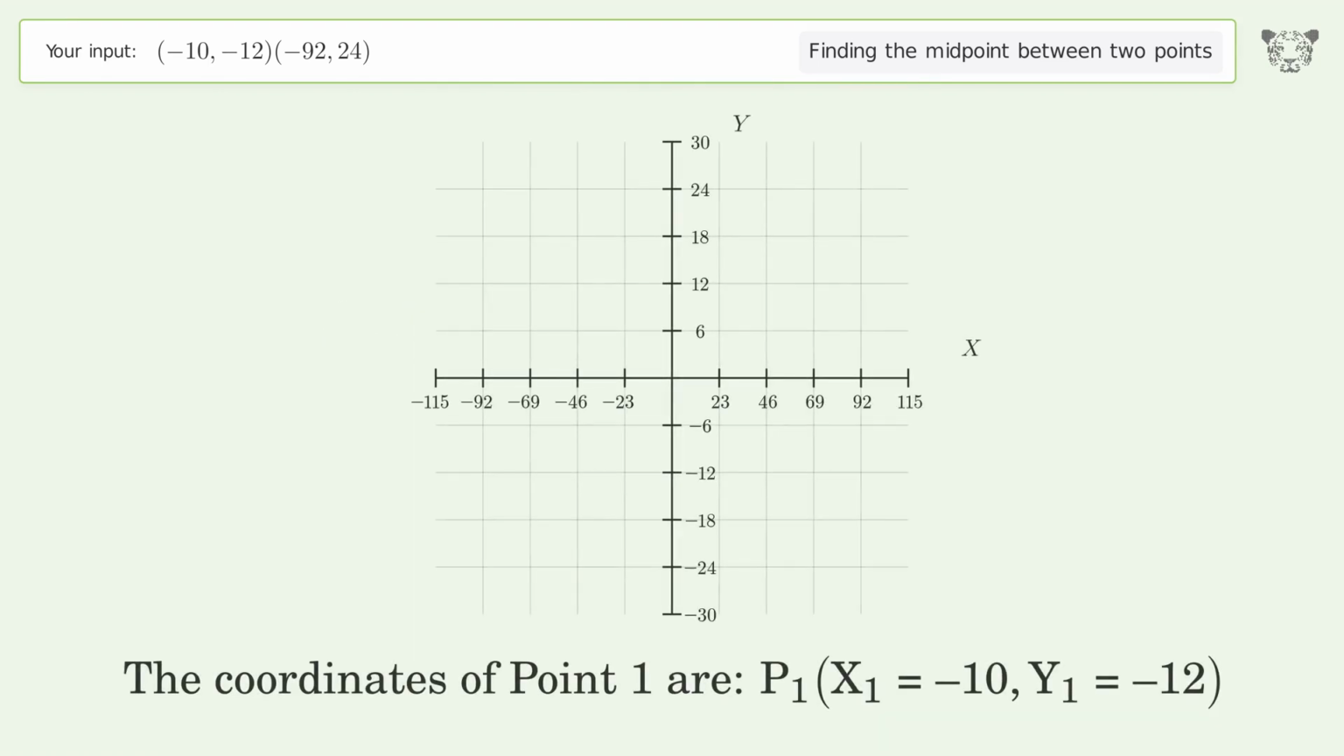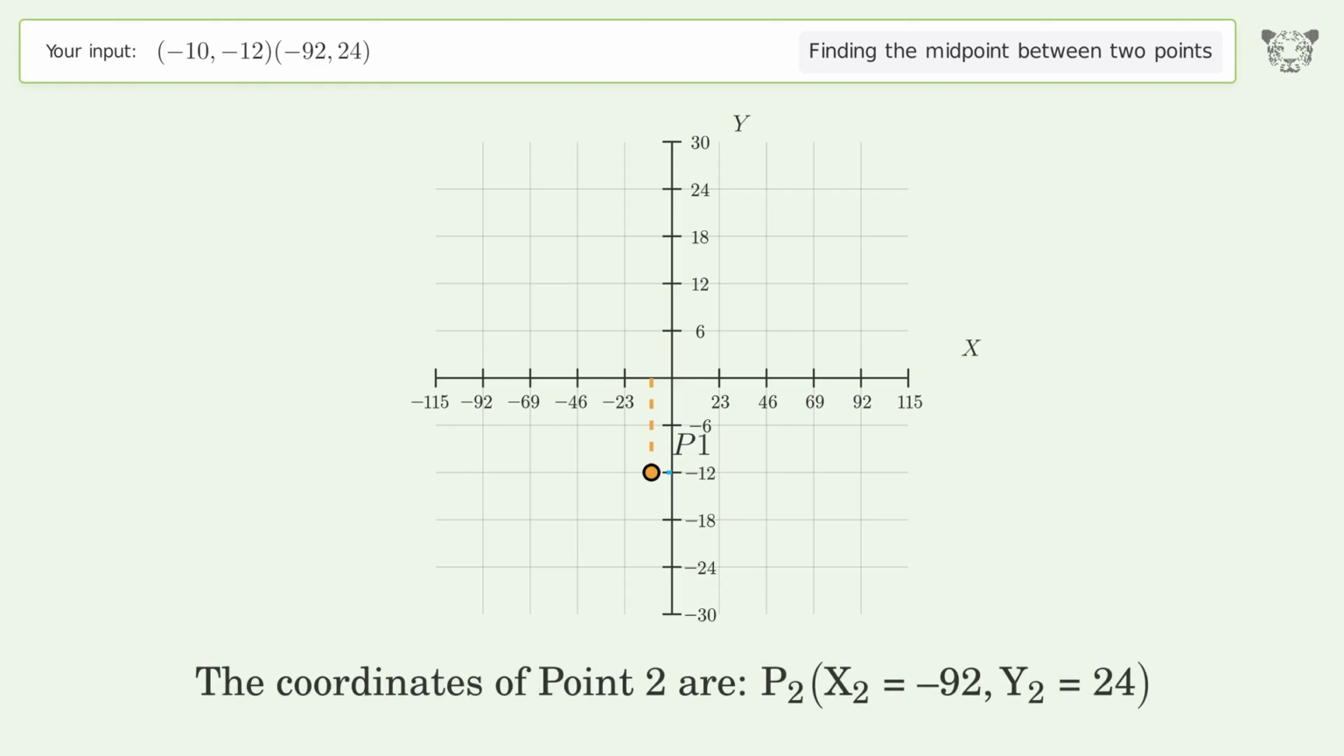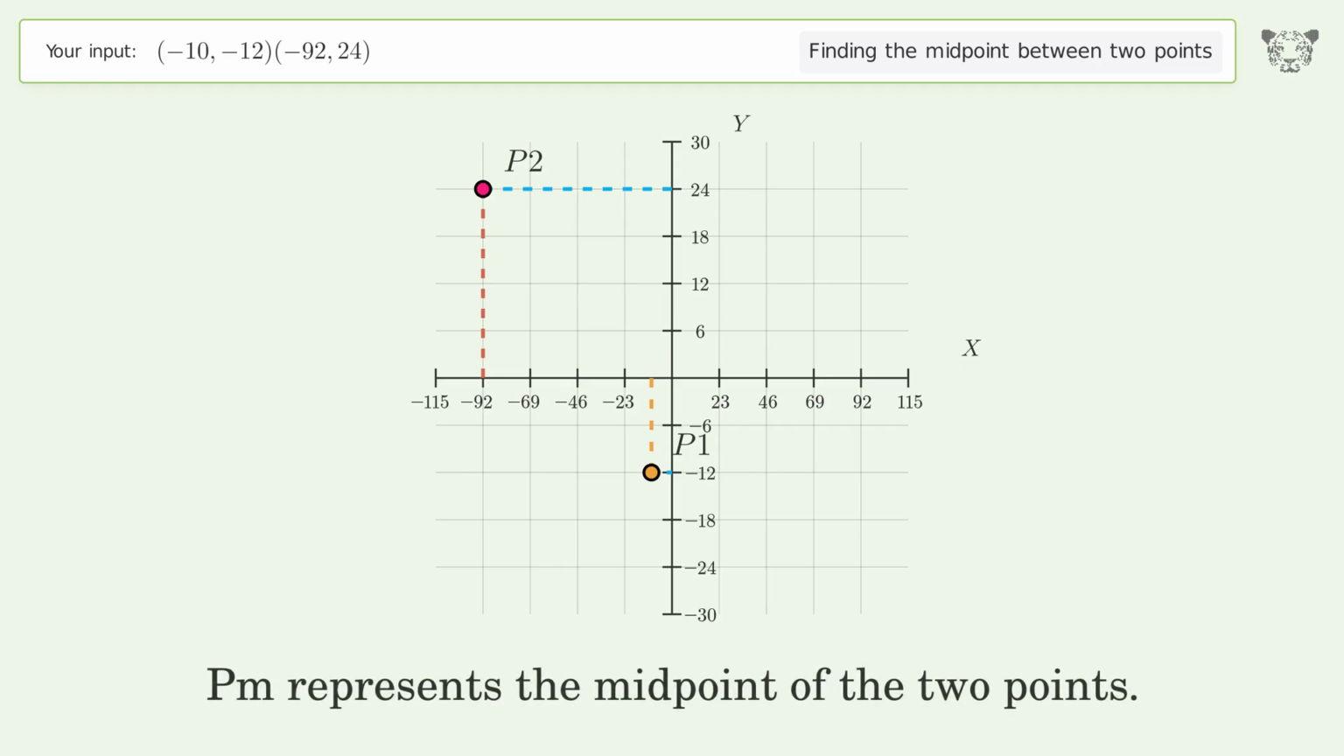The coordinates of point 1 are x1 equals -10, y1 equals -12. The coordinates of point 2 are x2 equals -92, y2 equals 24. PM represents the midpoint of the 2 points.